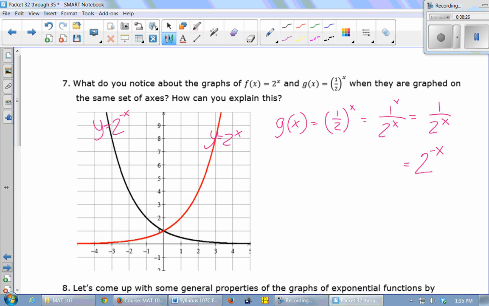So I made the x value negative, and when we talked about transformations, when you put a negative on the inside, it reflected over the y-axis. So just trying to pull in some older stuff.